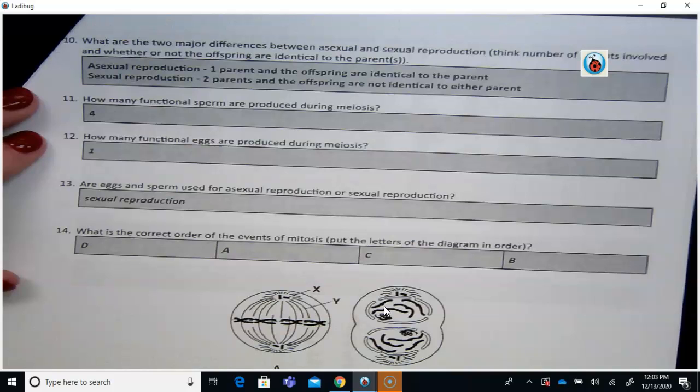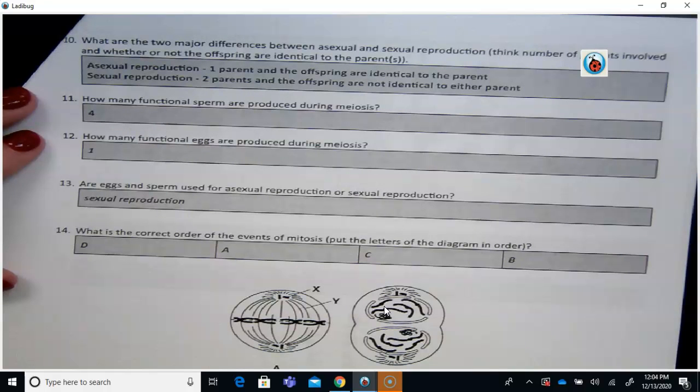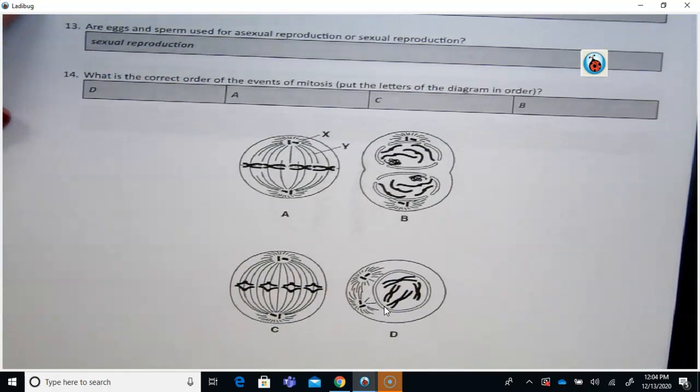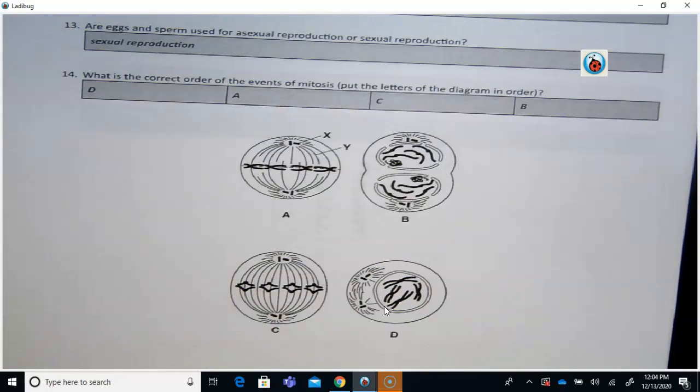Number 11, how many functional sperm are produced during meiosis? 4. Number 12, how many functional eggs are produced during meiosis? 1. The rest are polar bodies. Number 13, are egg and sperm used for asexual reproduction or sexual reproduction? Sexual reproduction.